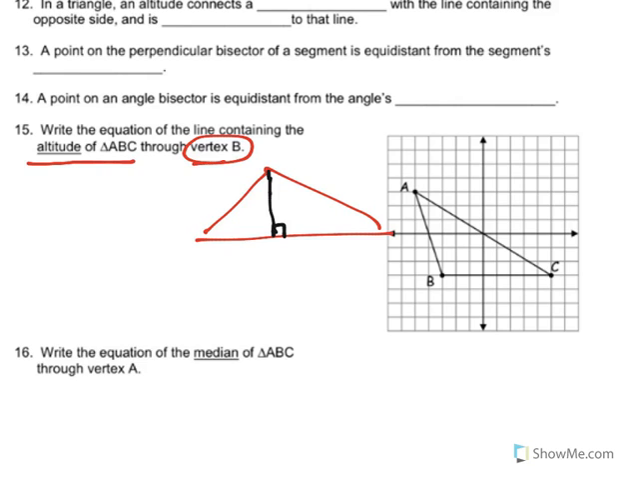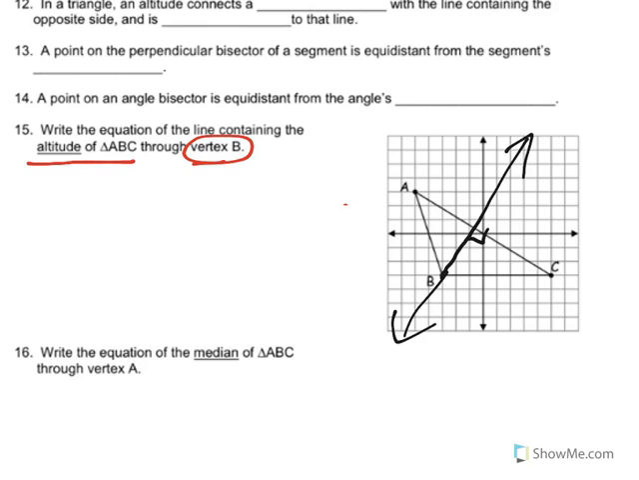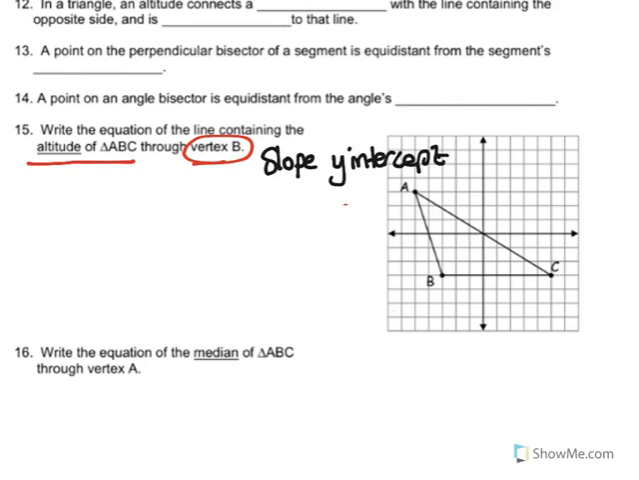So let's look at the drawing that we have here. We want it to go from vertex B, so what we're trying to find is the line that goes like this, more or less, and we want to find the equation of the line. Okay, so if we want to find the equation of a line, we've got to know the slope, and we've got to know the y-intercept. So let's think about this.